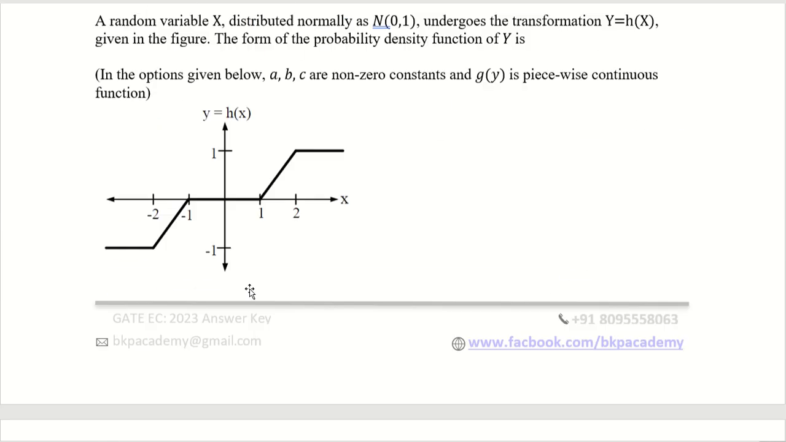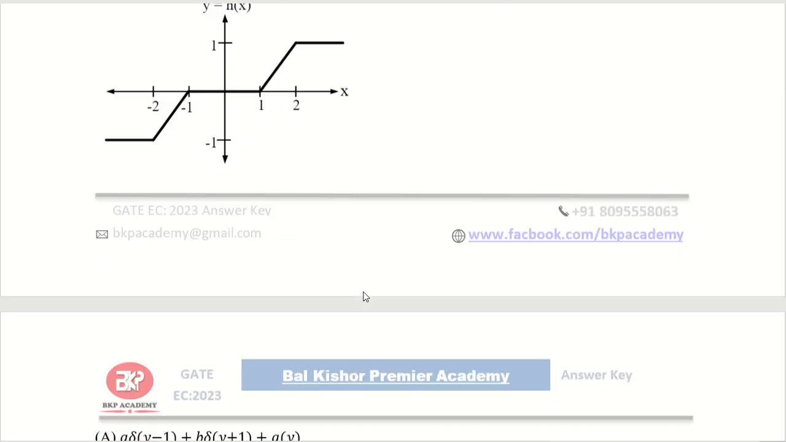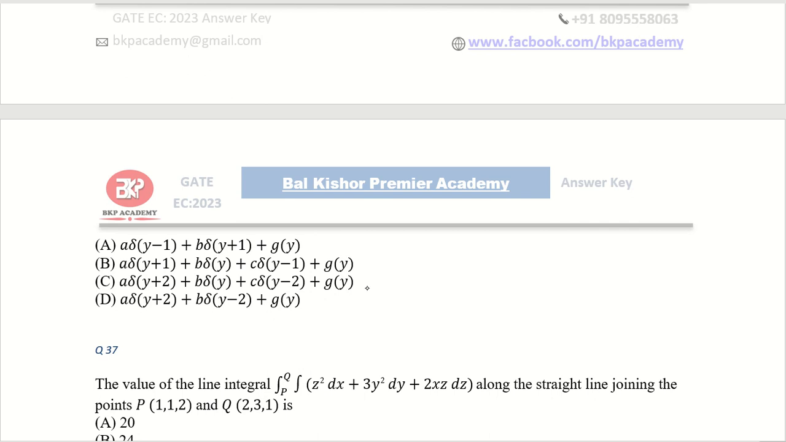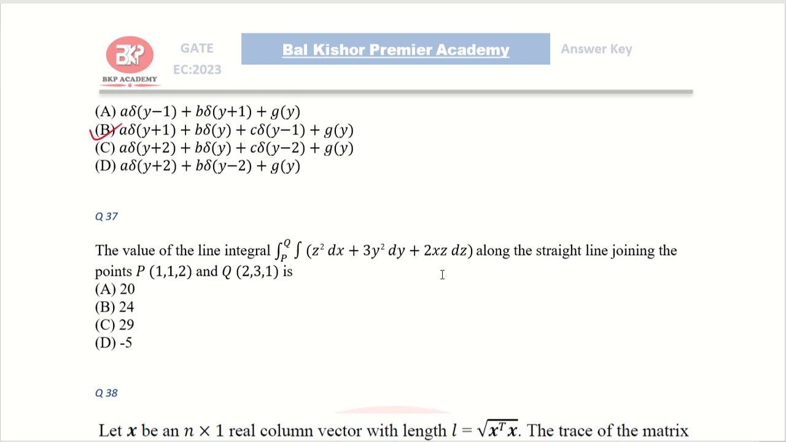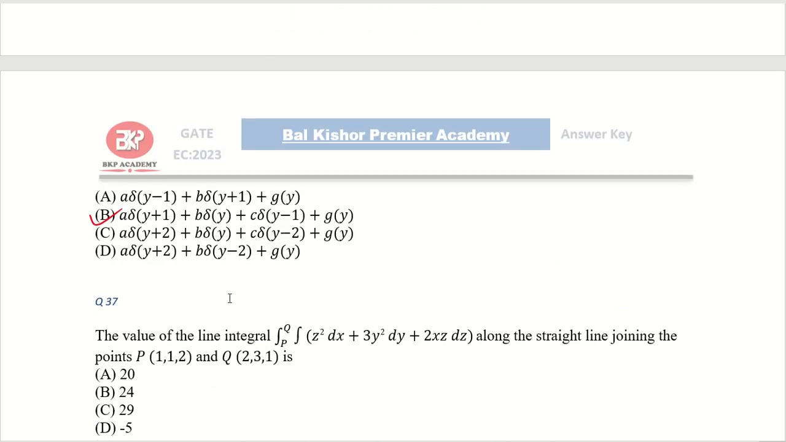Question number 36. So question number 36 is going to give you a random variable x distributed normally as N(0,1). So you will get the solution for question number 36 as B, because you have to just construct this. So the form of the probability density function of y. So this is my distribution function, and we have to find out the probability density function of y. So that will come up as B.